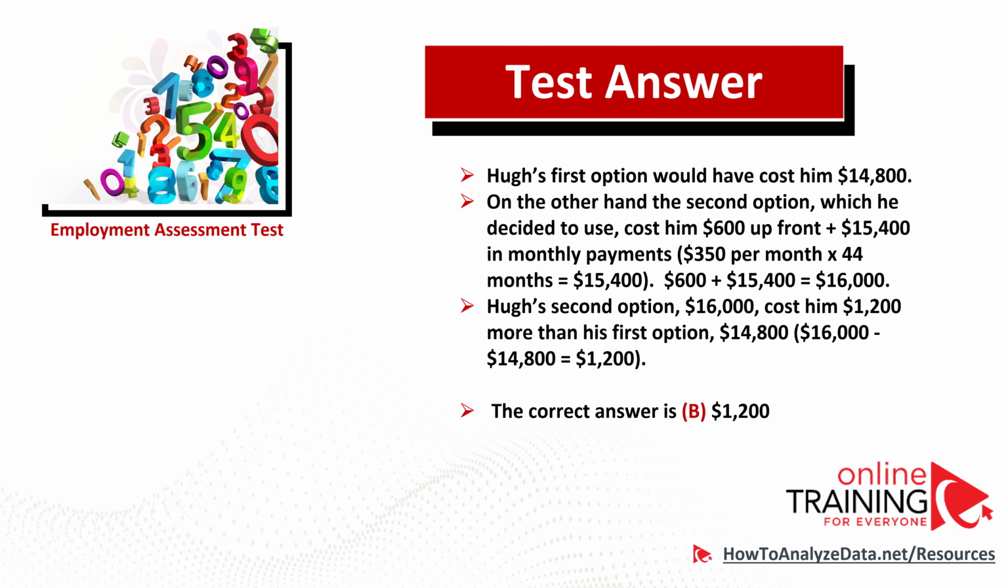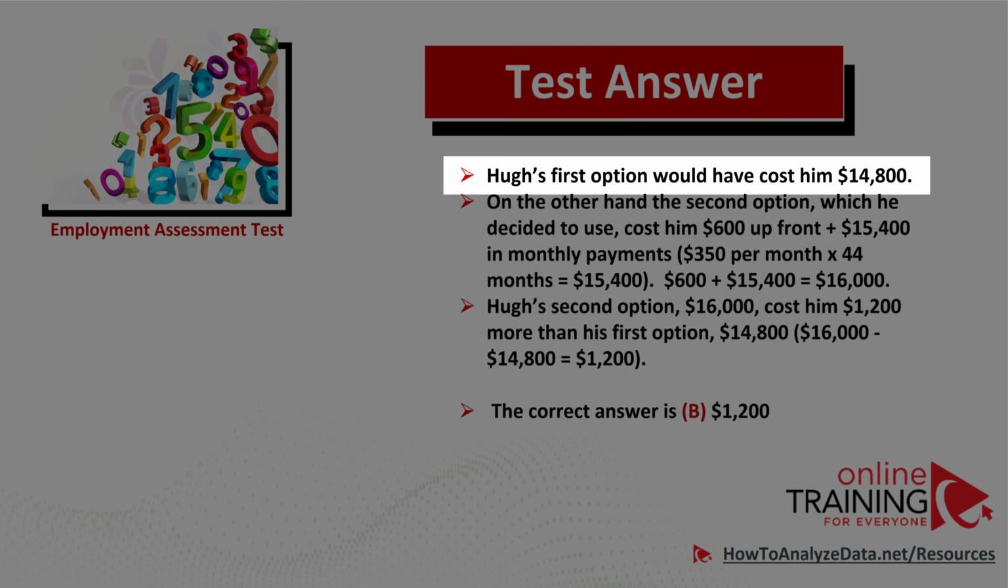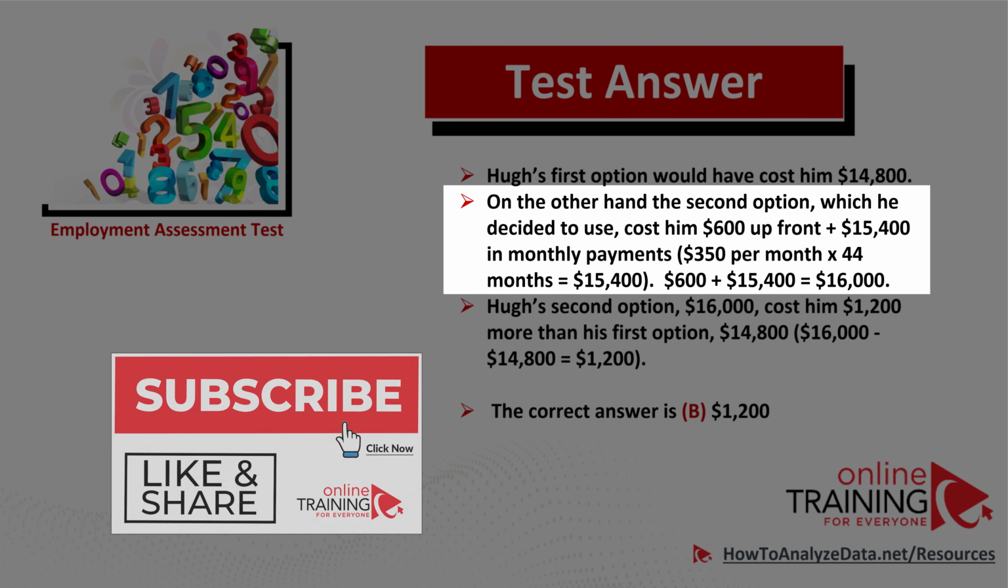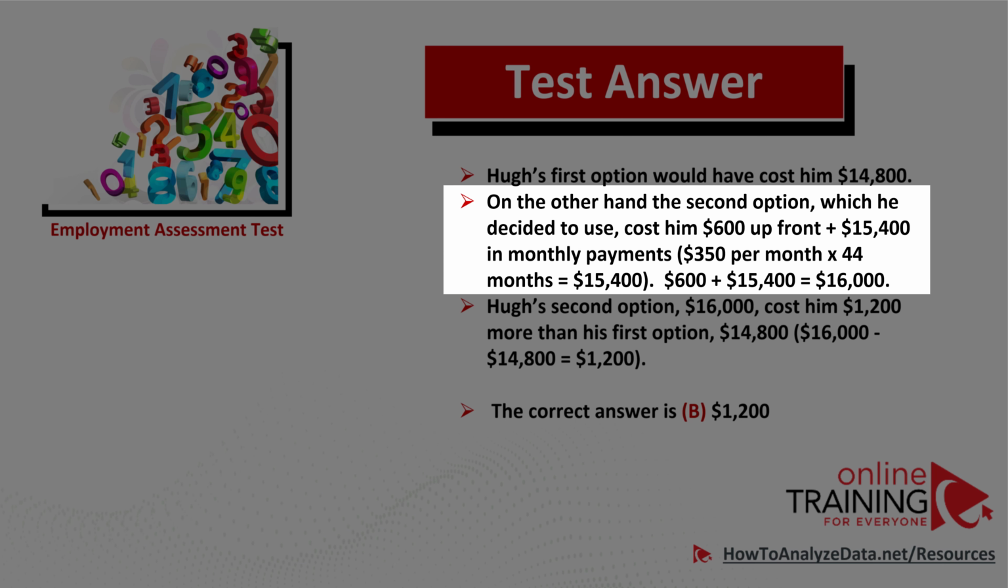Hugh has 2 different options. Either pay for the car in full, which would cost him $14,800, or use second option to finance the car. On the second option, he would have to pay $600 upfront plus $15,400 in monthly payments, which is calculated as 350 multiplied by 44, which exactly matches $15,400. So 600 plus $15,400 is an equivalent of $16,000.